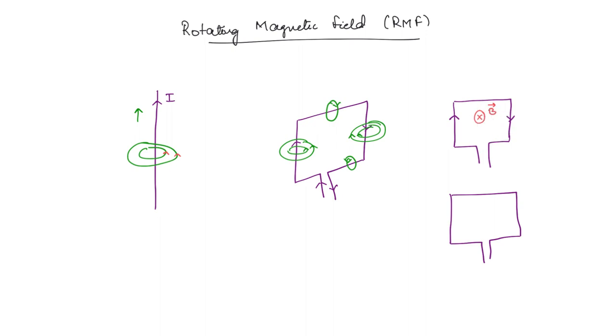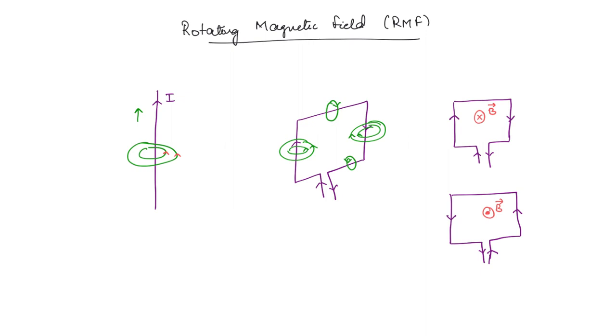Similarly, if you take the current in the opposite direction, so that means this is the direction of current, entering here and coming out of here, then what will be the direction of the magnetic field? It is going to be coming out of the plane. This direction is also very easy to verify.